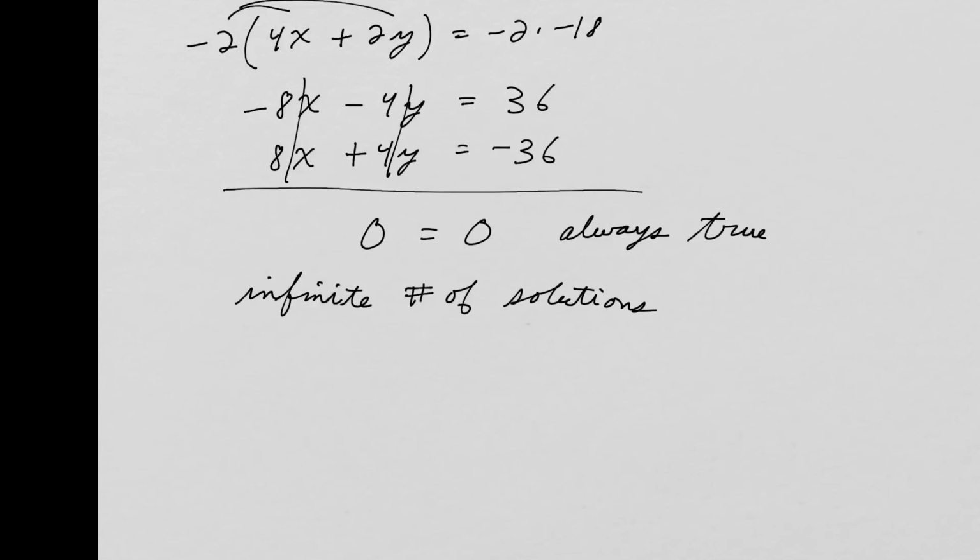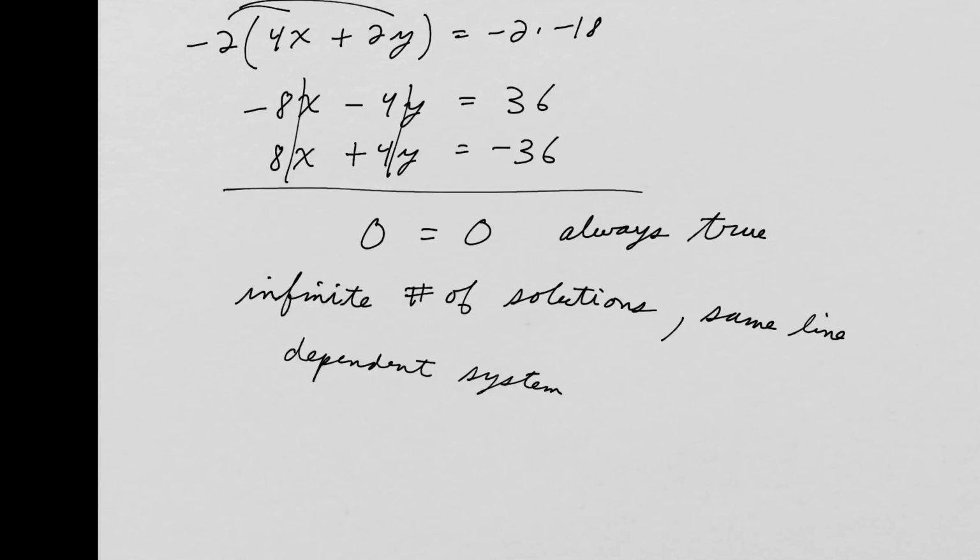The two lines are really the same, right? They're the same line. And remember, we call that a dependent system. Okay, so that's like a special case. And the other special case would be if you got something like 0 equals negative 4, or 0 equals 7, something that's always false. That would mean the two lines are parallel and there's no solution.